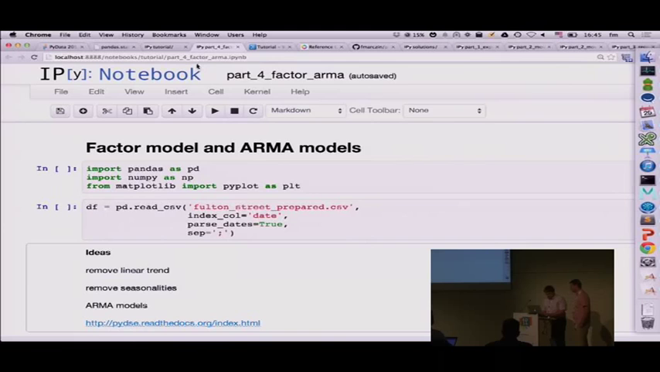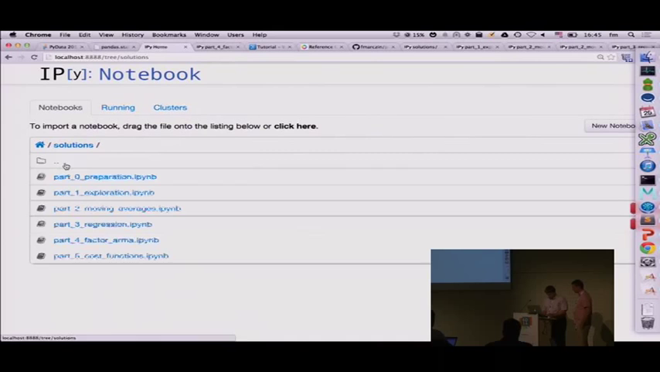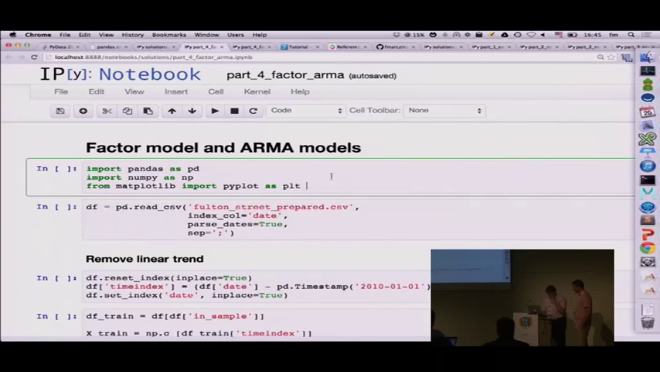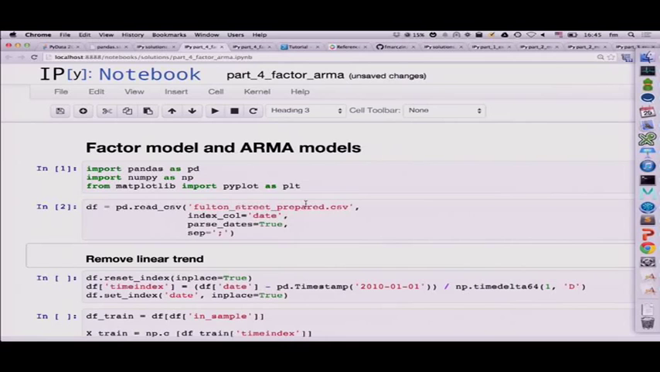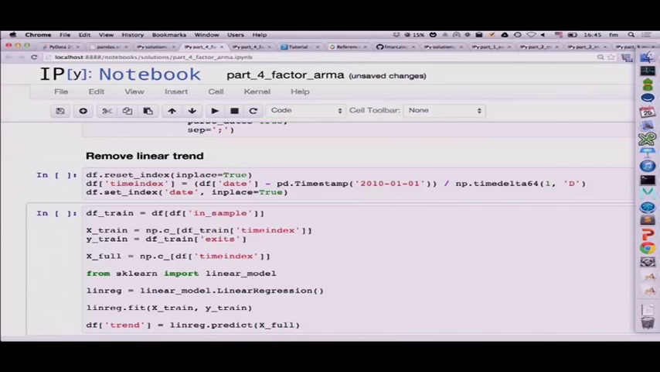So the solution is here. At first, just read in the data. And to remove a trend, just a glimpse, we're doing a linear regression, fit, predict, and do a trend removal.